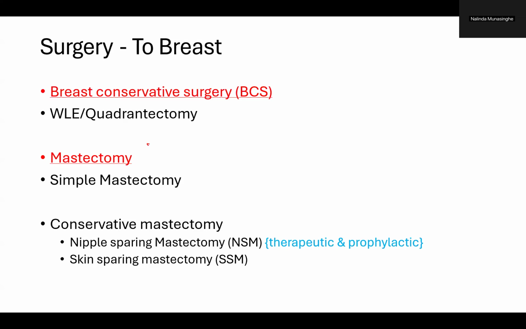I have put therapeutic and prophylactic in front of nipple sparing mastectomy because in the case of gene-positive breast cancer patients, the nipple sparing mastectomy will be done as a therapeutic option, if possible, to the ipsilateral side, and to the contralateral side, we do what is called prophylactic nipple sparing mastectomy.